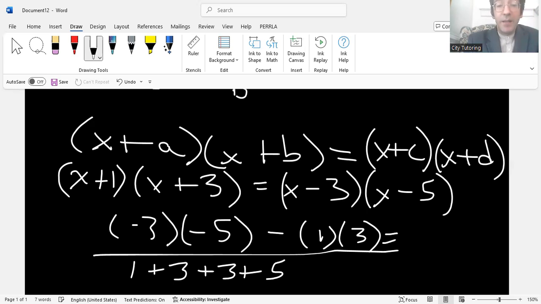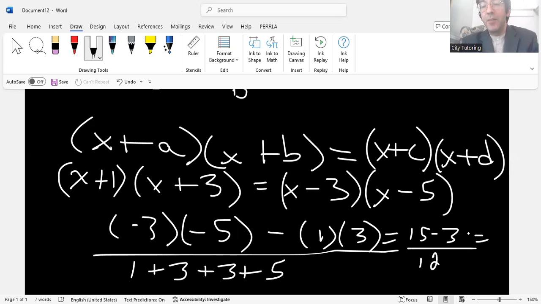Now you can operate very easily because you just have to do the operations. You have 15 minus 3, right? -3 times -5 is positive 15. 1 times 3 is 3. Divided by 1 plus 6 plus 5, right? So if you calculate this, you will end up with, well, 1 plus 3 is 4. 4 plus 5 is 9. 9 plus 3 is 12.